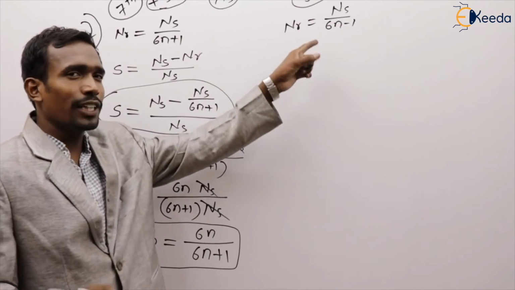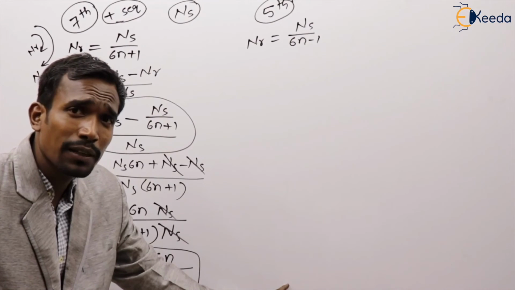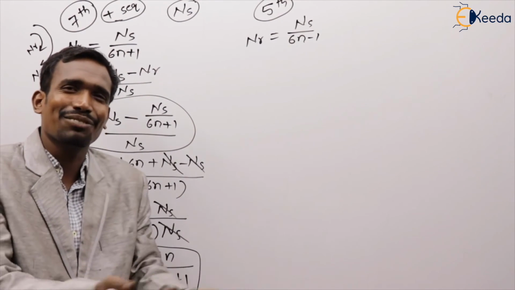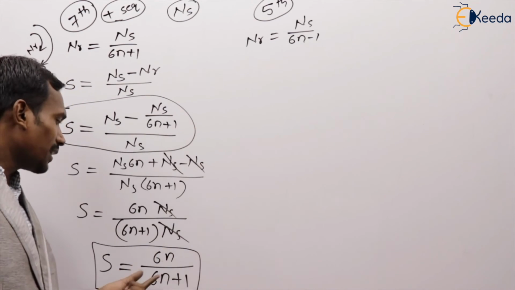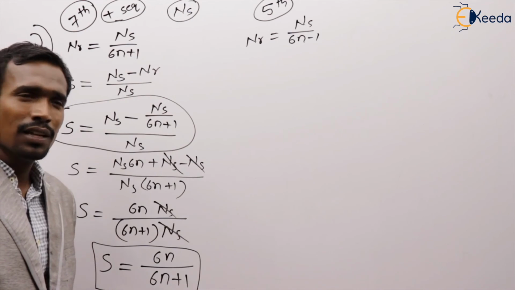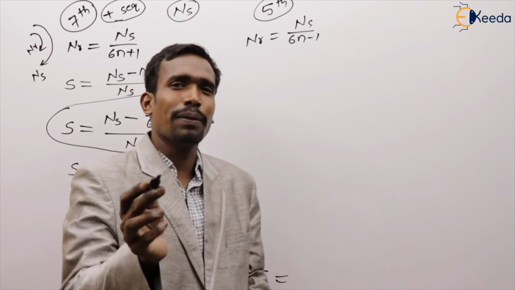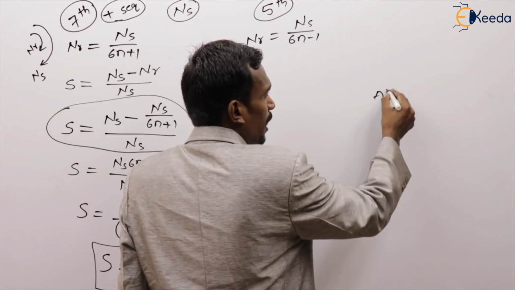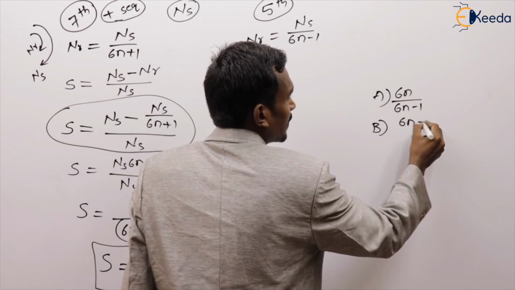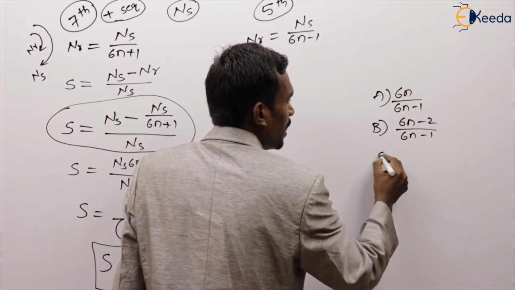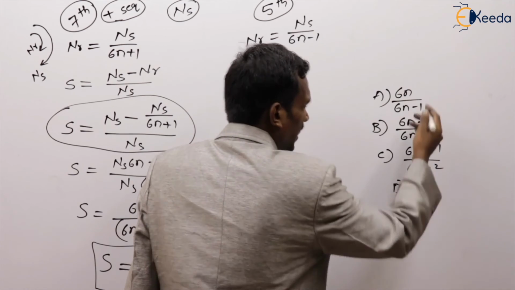Can you expect what is slip here? 6n by 6n minus 1, sir. Yeah, good answer. Here the slip is 6n by 6n plus 1. And can you tell me what is slip here? Here slip S is equal to 6n by 6n minus 1, sir. Very good. I will give you options. Option A, 6n by 6n minus 1. Option B, (6n minus 2) by (6n minus 1). Option C, (6n minus 1) by (6n minus 2). Option D, any of the above.